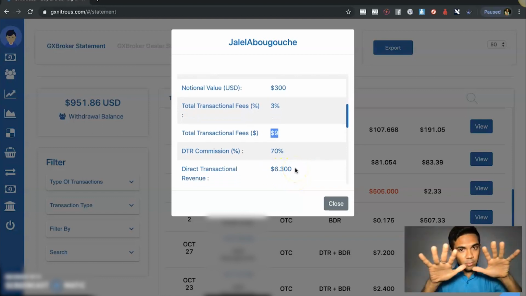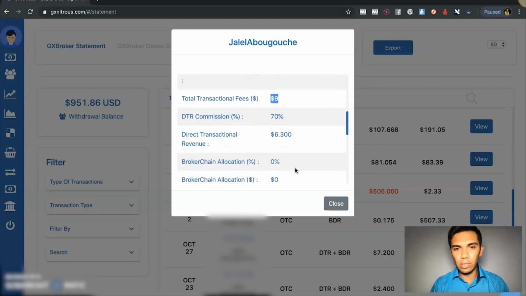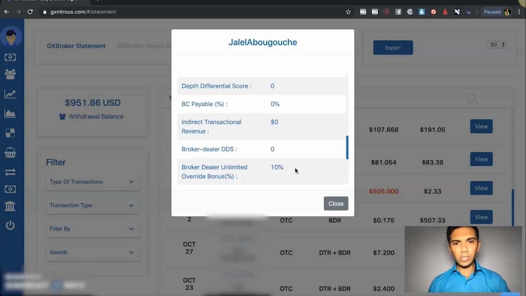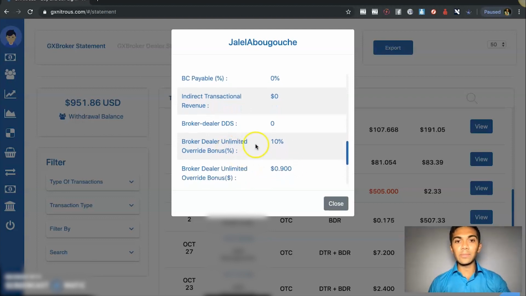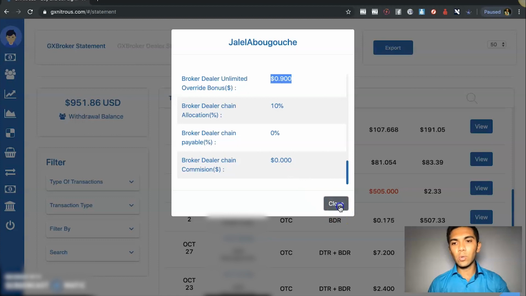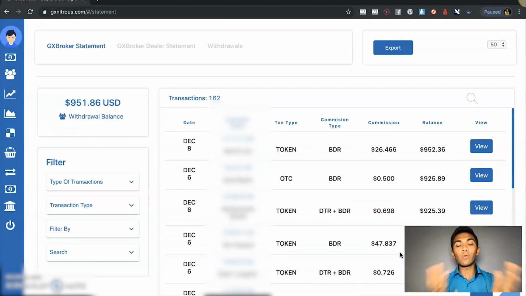So normal brokers would be earning $6.30, but if you're a broker dealer, you have an additional revenue that you get as a part of being a broker dealer, and that compensation structure is a bit enhanced. As a broker dealer, you have an unlimited 10% override, which is an extra 90 cents. So 90 cents plus the $6.30 equates to a total of $7.20.